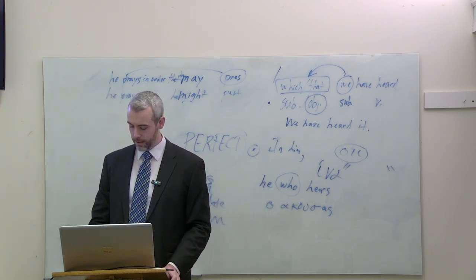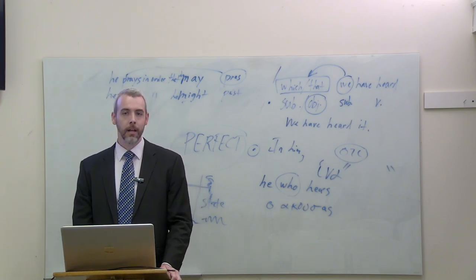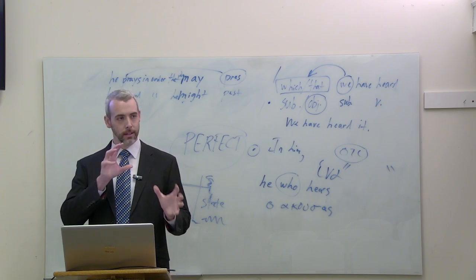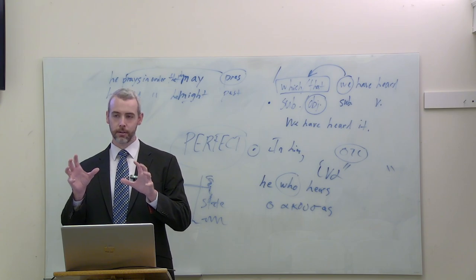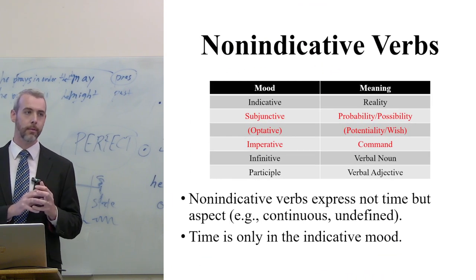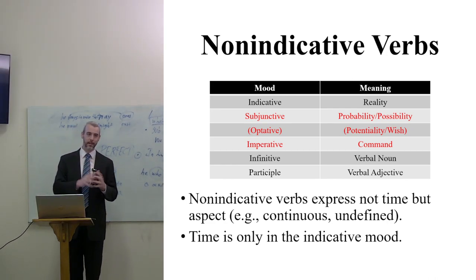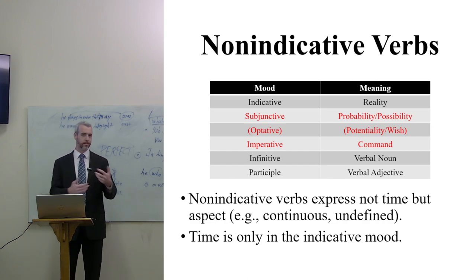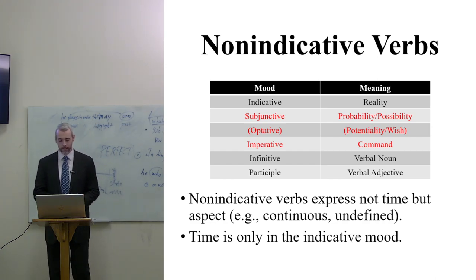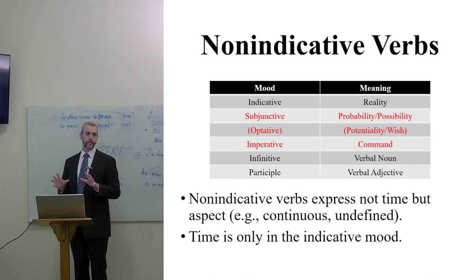All right, so non-indicative verbs express not time, but aspect. Now, we talked about in Greek the difference between time and aspect, and how aspect is primary in Greek and time is secondary, whereas in English, time is primary with tense and aspect is secondary. And usually we have to change the word a little bit to try to express either continuous or undefined action. When you get outside the indicative, you have no concept of time.